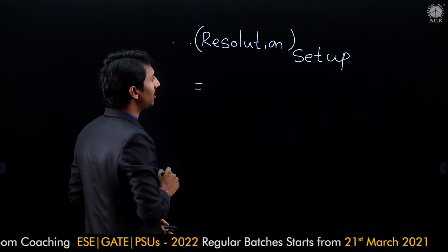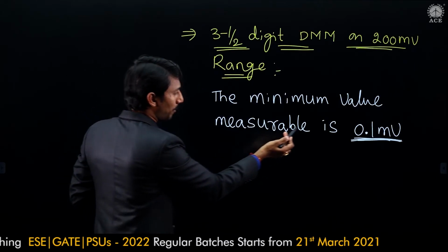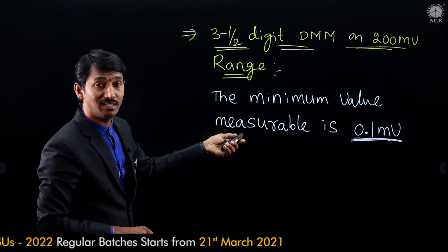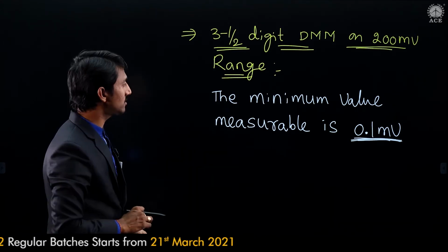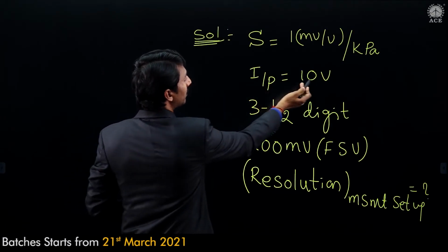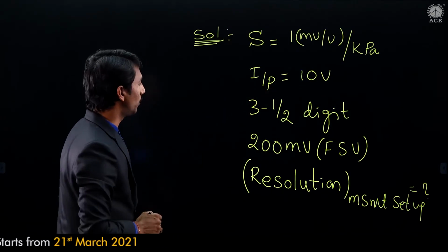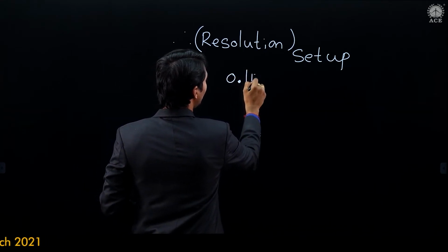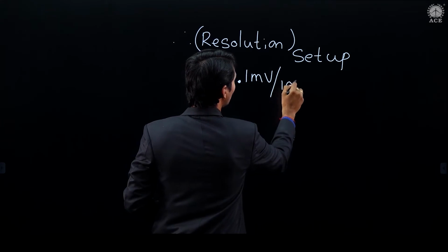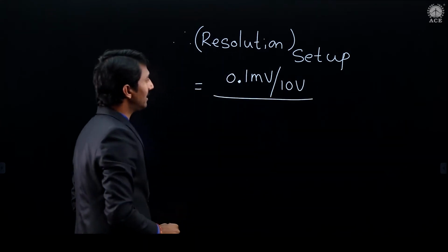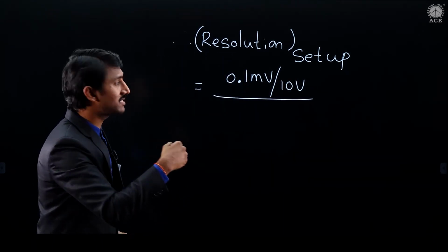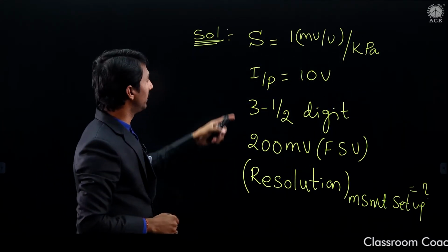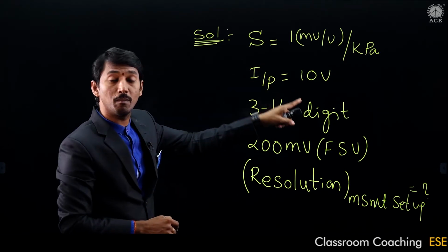So what we can write here is, sir, 0.1 millivolt is the smallest value. This is with respect to the given input, so concentrate. Here, what is the input given value? 10 volt. So what can we write now? 0.1 millivolt by 10 volt, by the sensitivity of the given piezoelectric sensor. What is the sensitivity? That is 1 millivolt per kilopascal.